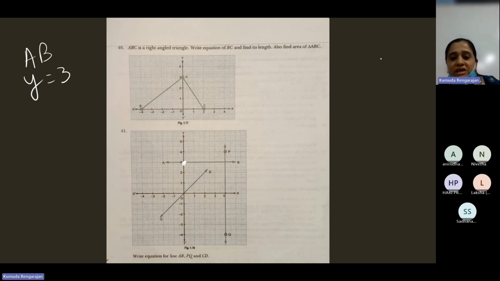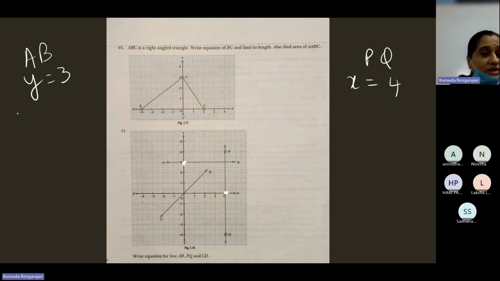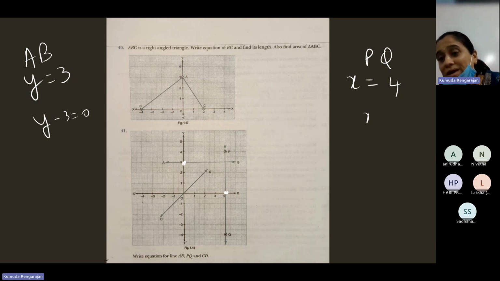Then the equation of PQ. PQ is parallel to the y-axis. So its equation will be x is equal to a number. And x is equal to 4. If it's on that side, it will be minus 4. Whatever you see here, this one, 4. Supposing if these were MCQs, if you don't see y is equal to 3, then it will be y minus 3 is equal to 0. It's either y is equal to 3 or in the standard form, y minus 3 is 0. It's x is equal to 4 or in the standard form, x minus 4 is equal to 0. If it was minus 4, it will be x plus 4 is equal to 0.